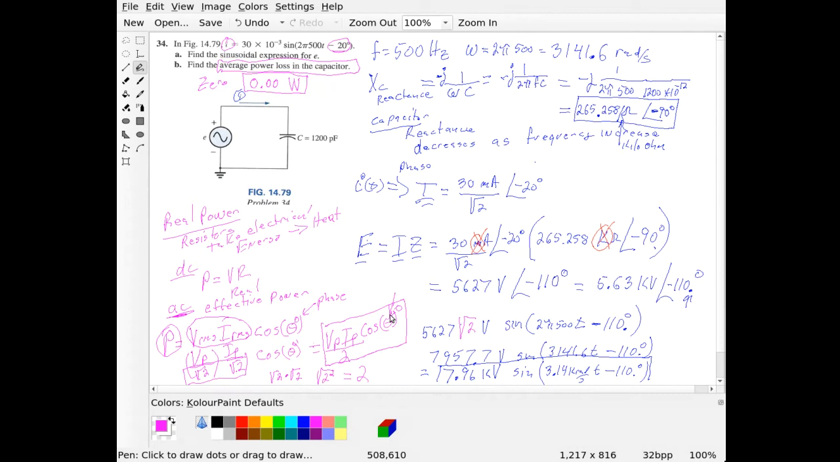So that energy is being put into the electric field for half of a cycle, and then the other half of the cycle, that energy is being dumped back into the circuit. And so therefore, capacitors do not use electrical energy. They store electrical energy. They don't use it. Okay, so there is no average power loss inside of a capacitor, because the energy is never leaving the circuit.